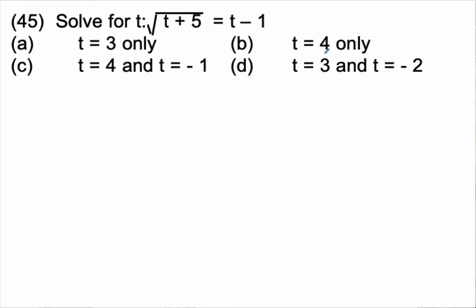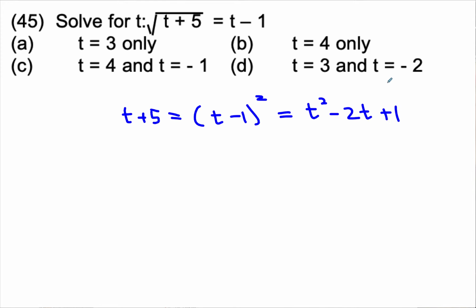Alright, let's look at number 25. So in this case, what are we going to do? Yes, I understand you can plug in these values because there are not that many. Algebraically, what you could have done was square both sides. Then we get t plus 5 equal to t minus 1 squared. But we know that that's equal to t squared minus 2t plus 1. Now, if I subtract t from both sides, then we get 0 equals t squared minus 3t, because I subtracted t from here and here. And I'm subtracting 5 from both sides, so I'm getting minus 4.